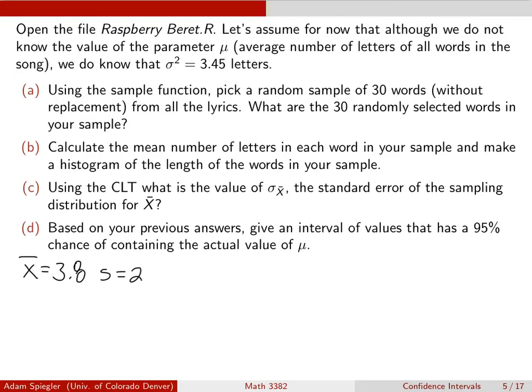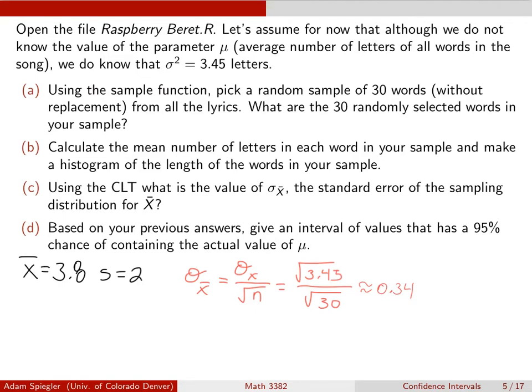Okay, and so recall from the central limit theorem, we find the standard error by taking the standard deviation of the population and then dividing that by the square root of the sample size. So we've got sigma x bar in this case, and I want to use the standard deviation not of the sample but of the population. So in place of sigma sub x, we're going to put the standard deviation of the population, which is the square root of 3.45. So we take the standard deviation of the population, divide by the square root of our sample size, giving us a standard error of 0.34 approximately.